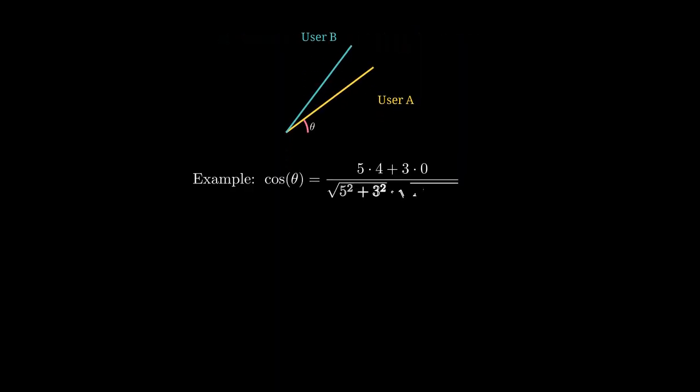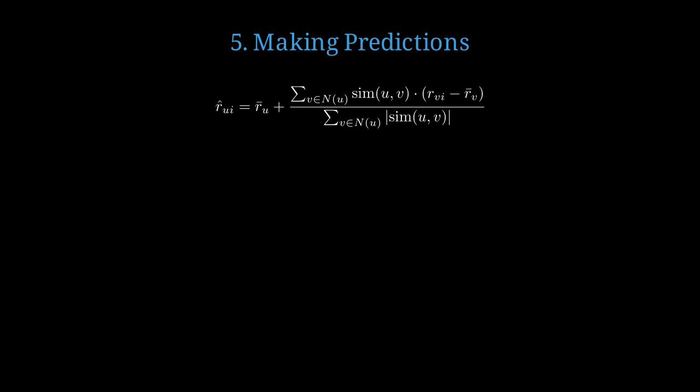Here's a calculation example. If user A rated items 5 and 3, and user B rated them 4 and 0, the cosine similarity is 0.86, showing high similarity. Once we find similar users, we predict ratings for items the target user hasn't seen. This formula predicts user U's rating for item I using a weighted average of similar users' ratings, adjusted for each user's average rating.